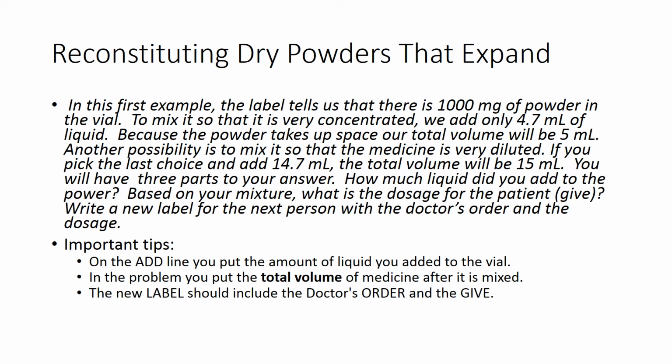So you'll have three parts to every one of your answers. How much liquid do you need to add? Based on the mixture, what's the dosage? And then what is the new label? So you always want to put on the add line the amount of liquid you have to add to the vial to get to the appropriate concentration. In the problem, you put the total volume of the medicine after it's fixed, and then you have to create the new label, which gives the doctor's order and the give. Because you will likely want to reuse this once you've made this reconstitution.